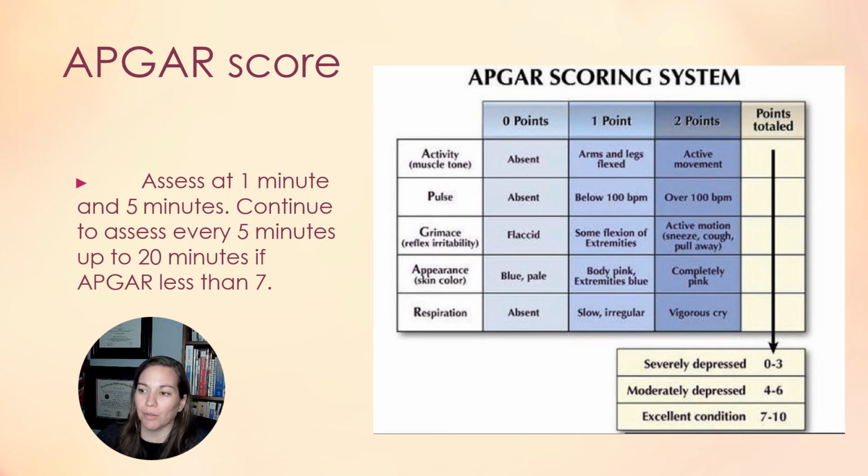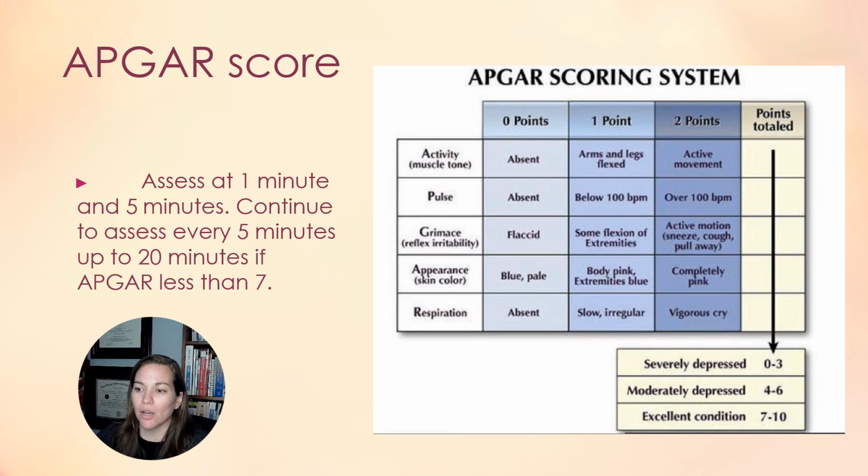Grimace is their reflex irritability. So this is like if we are flicking their little feet or maybe rubbing their back or rubbing the bottom of their feet. If they have no response at all, then they get 0 points for that. If they respond a little bit, then they get 1. And if there's active motion, like pulling away from us, then they get 2 points. This also mentions sneezing and coughing, so some of those reflexes can count as 2 points for that.